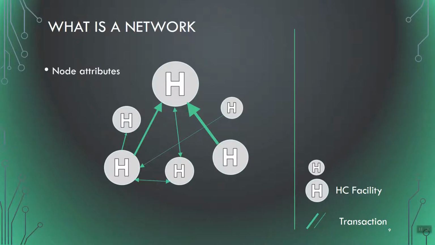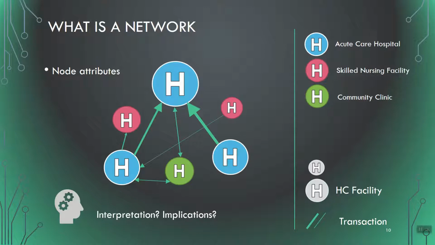Okay? So another node attribute is very similar to what you were saying. For example, it will be type of facility. Here I'm representing type of facility according to different colors. We can also use different shapes, other things, okay?